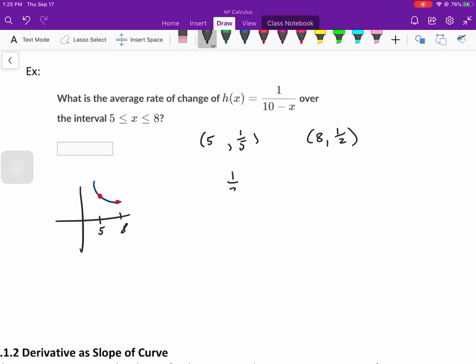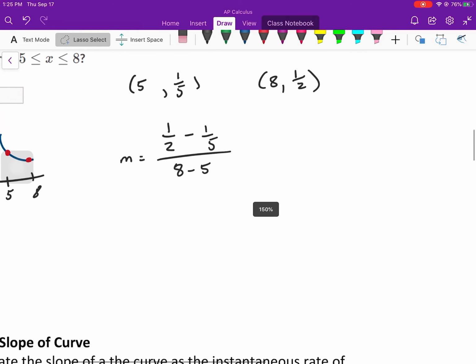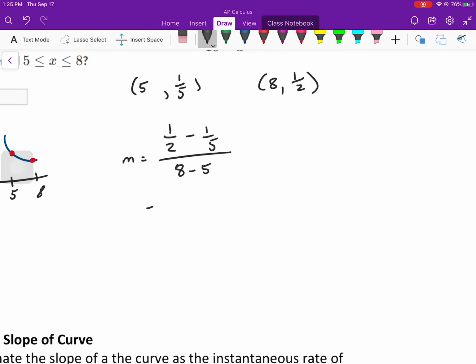Now it's just y2 minus y1 over x2 minus x1. And with calculus or pre-calculus, depending on the class you're in, you shouldn't be afraid of a couple little fractions. So we need a common denominator. I'll multiply this one by 5 and this one by 2. So I'll get 5 over 10, same thing as 1/2, minus 2 over 10, same thing as 1/5, over 8 minus 5 is 3. So that gives me 3 over 10 all over 3.